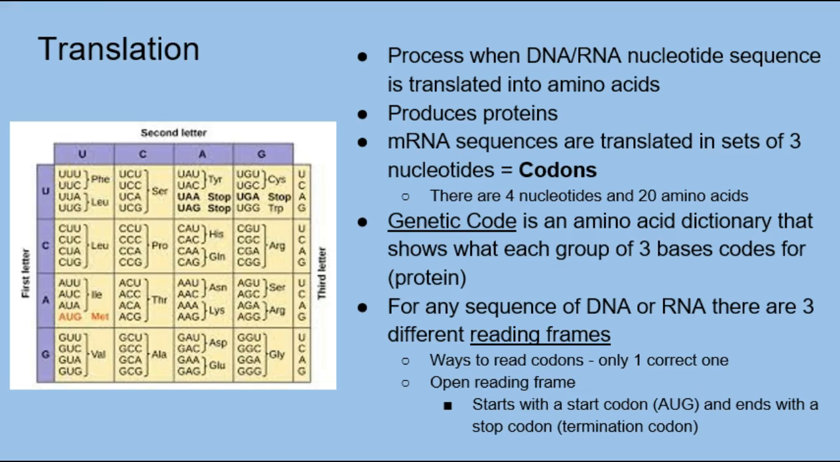For any sequence of RNA or DNA, there are 3 different reading frames, or ways to read codons. Only one is correct, and that is an open reading frame that starts with a start codon, which is AUG, and ends with a stop codon or a termination codon.